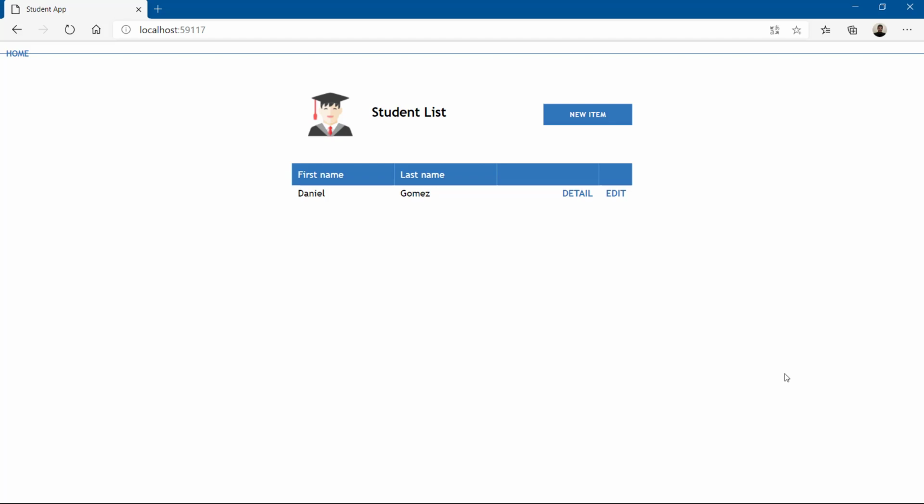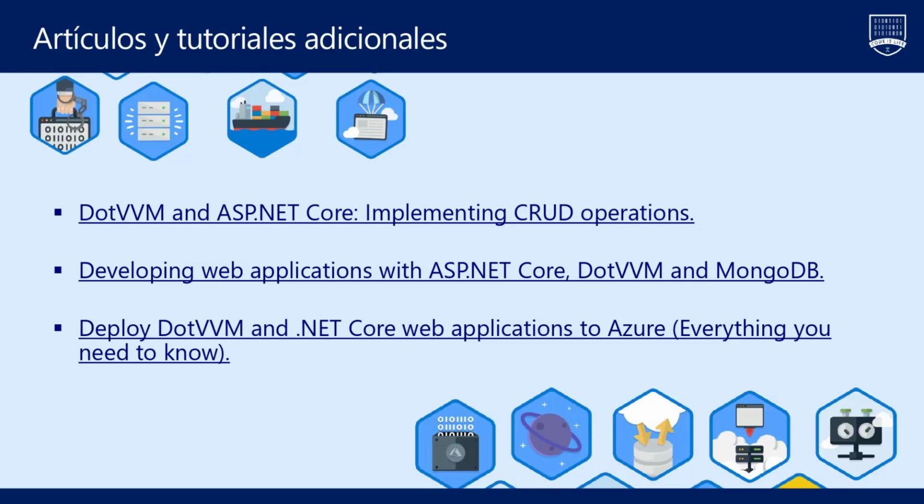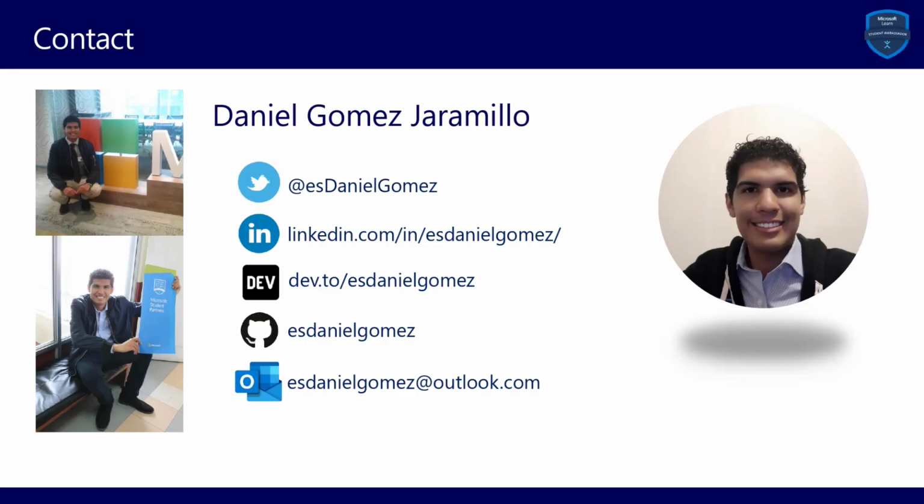Alright, with this we are getting to the end of this video. I hope you like it. In general, we have seen how we can build applications with ASP.NET Core and using DotVVM to design web pages through the model-view-viewmodel pattern in a quick and easy way. In the description of the video, you can find some additional resources such as tutorial articles to continue acquiring knowledge in this area and the source code of the example that we've used in this video.